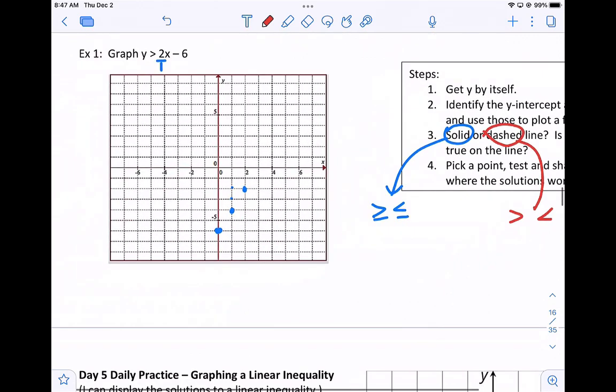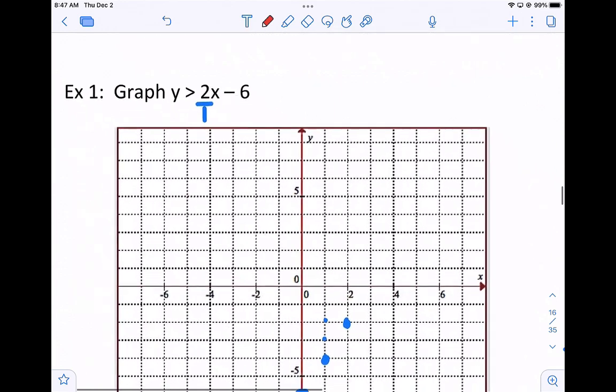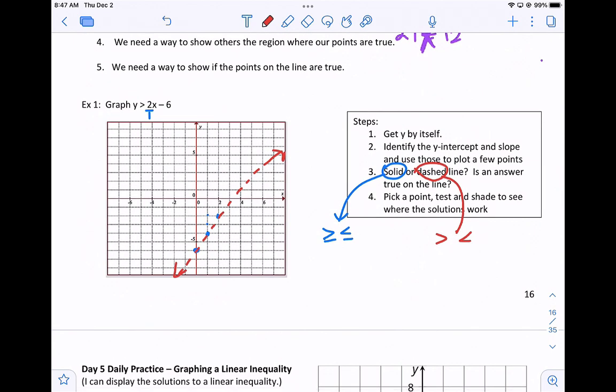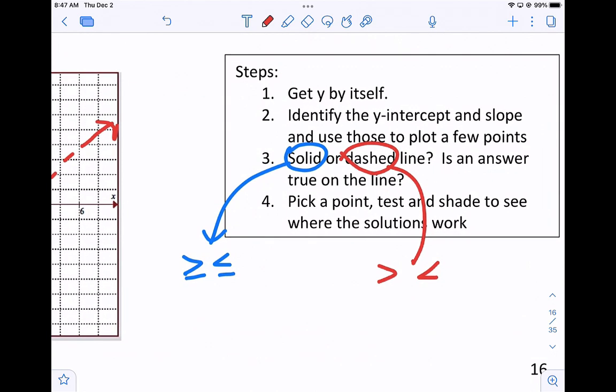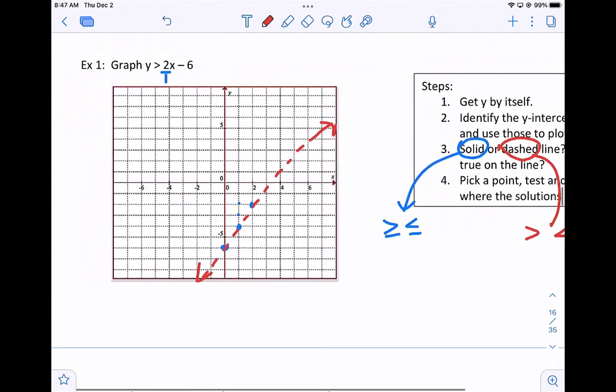So we'll do an example of that. This one is, okay, we're looking for where are all the y values bigger than 2x minus 6. So we're going to have a dashed line. And what that means is our answers are all going to be above that, and they can't be on the line. If it's solid, it means our answers can be on the line. So then this last step is pick a point, test, and shade it to see where the answers are. We know the answers are going to be on one side of this line. Where's y bigger than 2x minus 6? So you want to pick a point, test, and shade it.